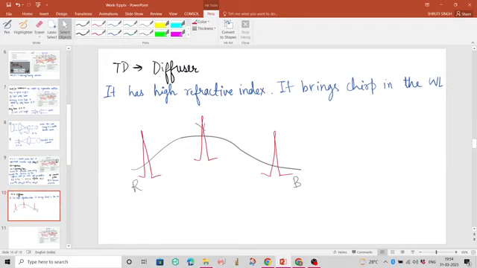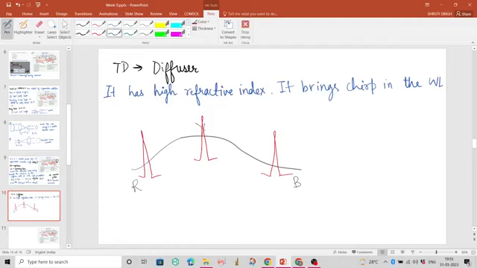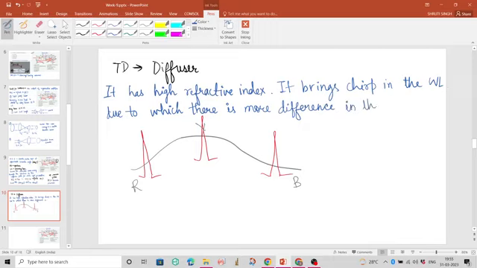So that was the job of TD here, the diffuser. It has high refractive index and then it brings chirp, due to which there is a difference in the refractive index of the red and blue light. Refractive index difference means difference in the velocity.